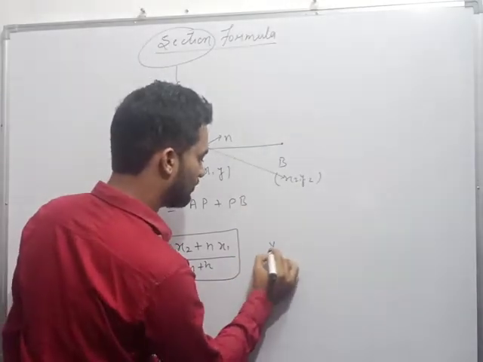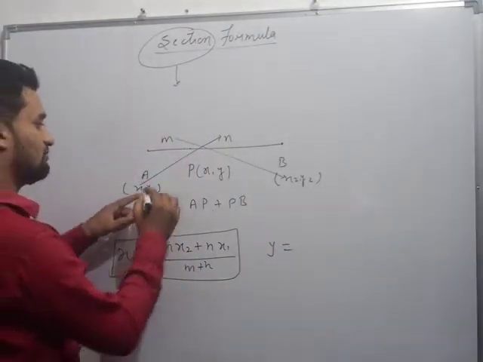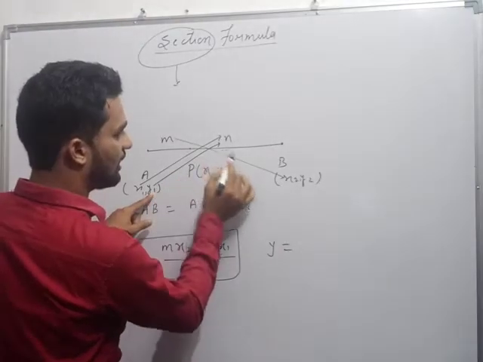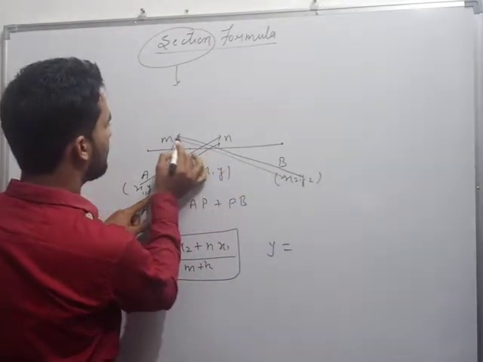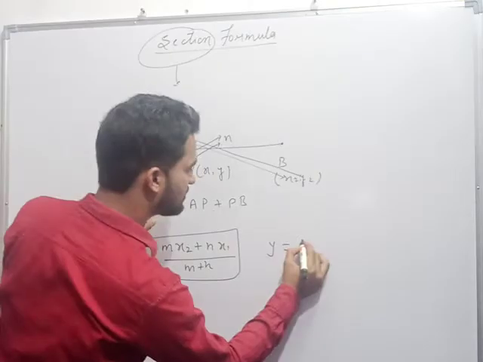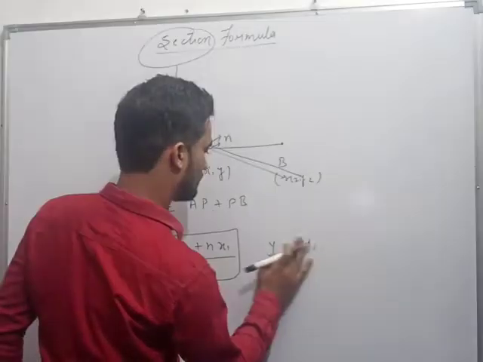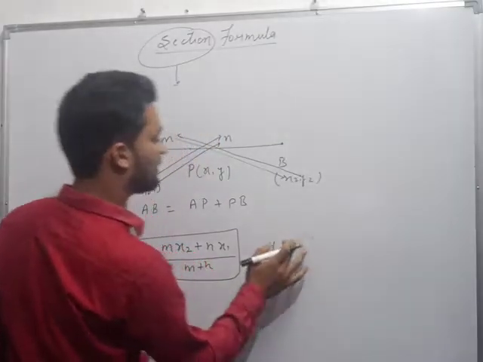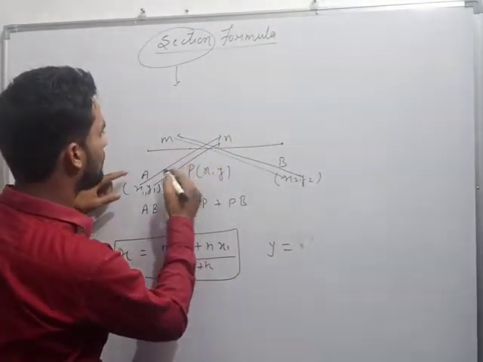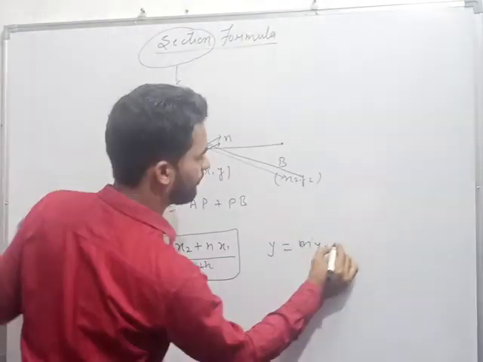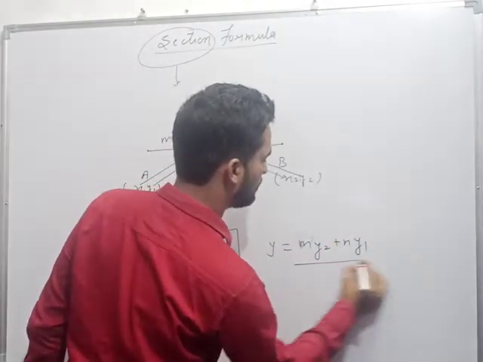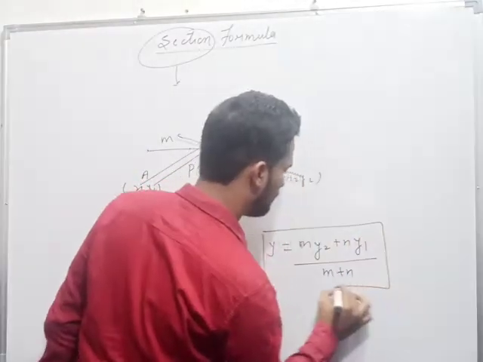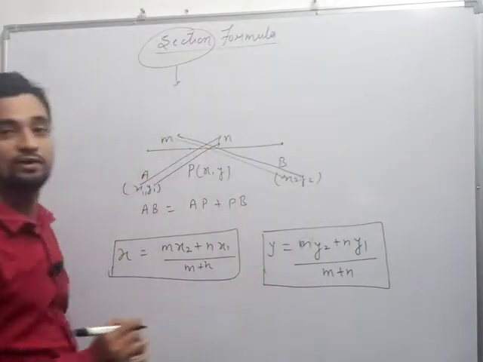And similarly for the value of y, with y1 and y2: m y2 plus n y1, upon m plus n. So this will be for the value of y.